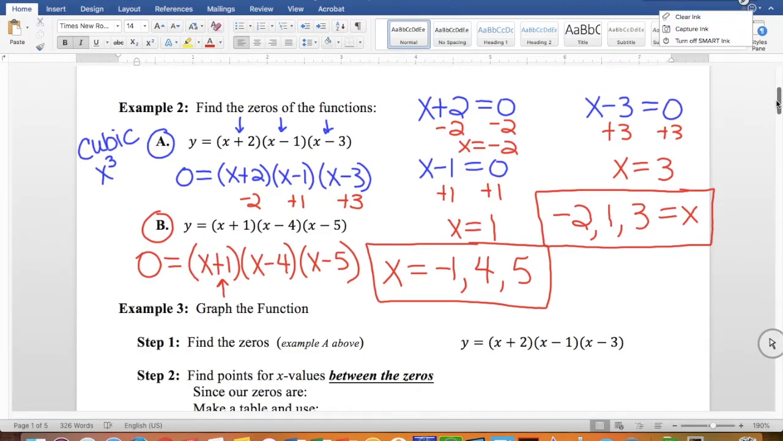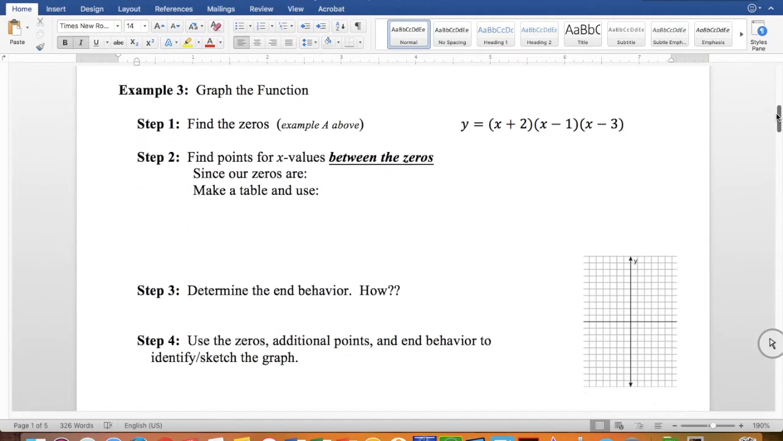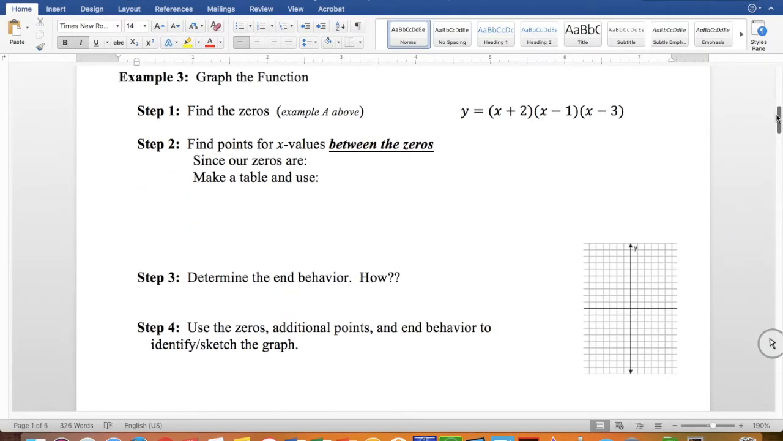Again, if you have questions, write them down, bring them to class, or ask them in class. So example 3, graphing the function. Now we're going to go ahead and take it a step further and actually graph the function.